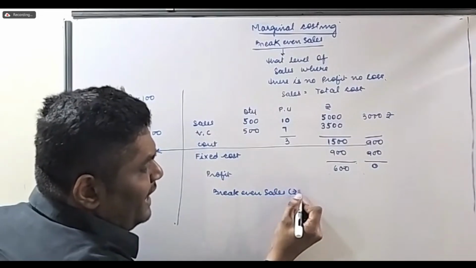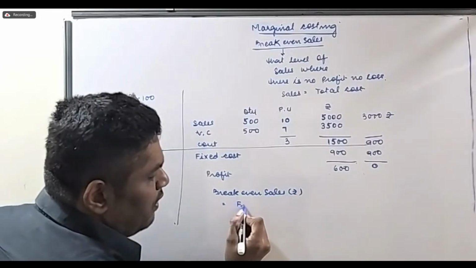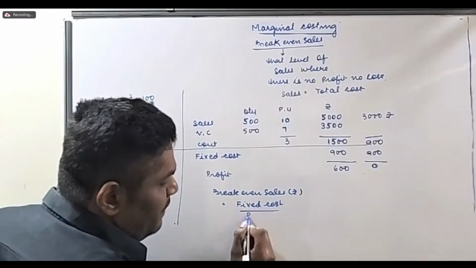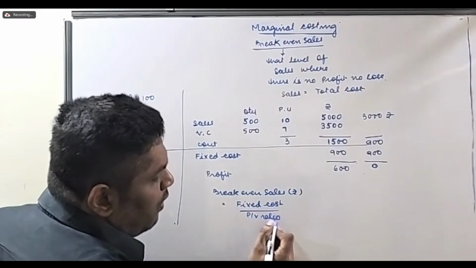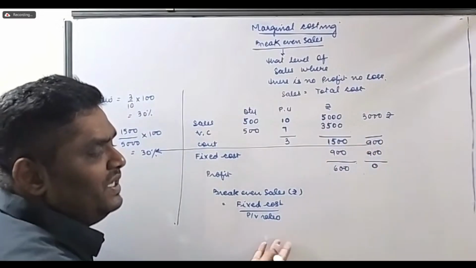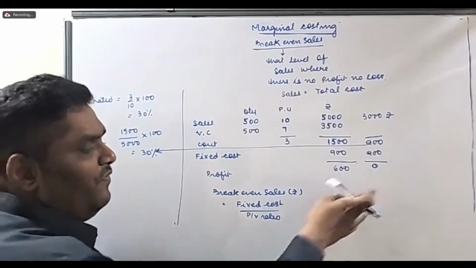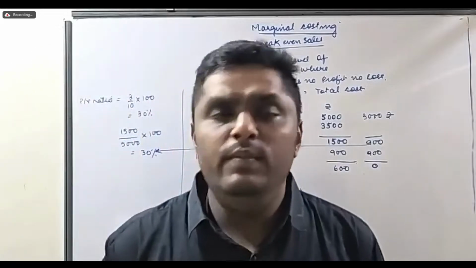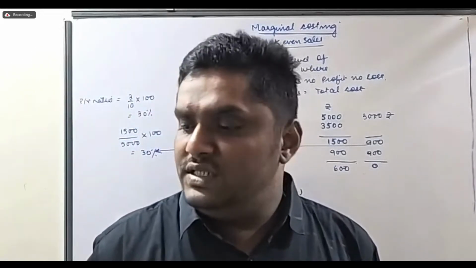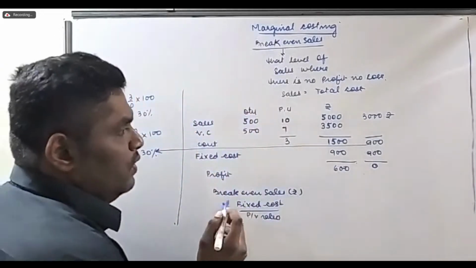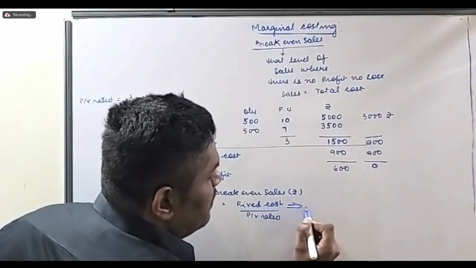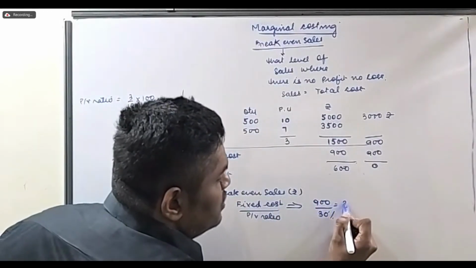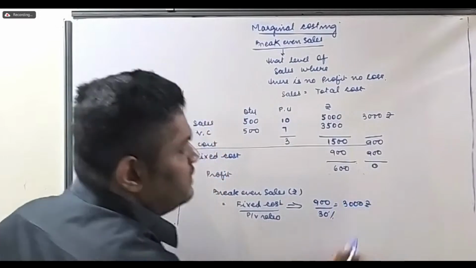When talking about break-even sales in rupees, it is fixed cost divided by my PV ratio. Or we can say fixed cost plus zero profit divided by PV ratio, because at break-even sales, the contribution and fixed cost are the same. So my fixed cost is 900 divided by 30%. So this will be 3,000 rupees.